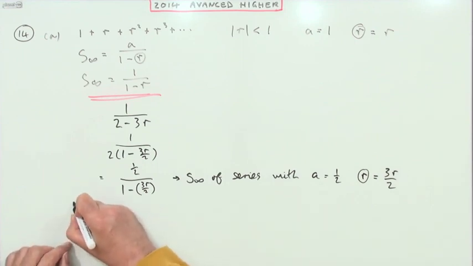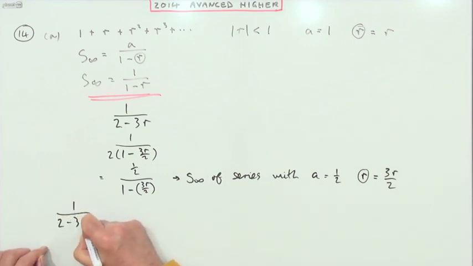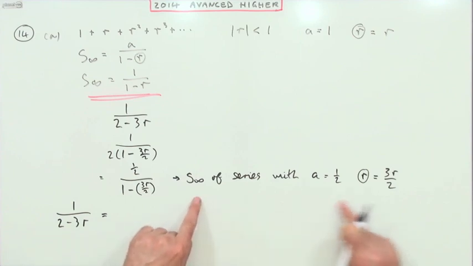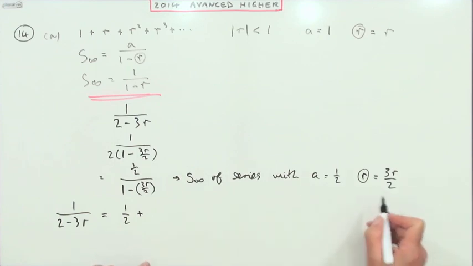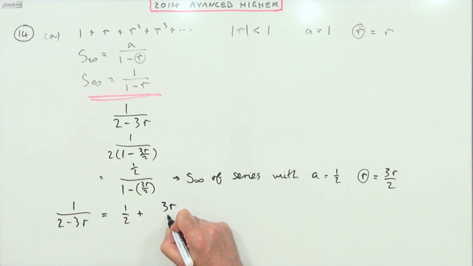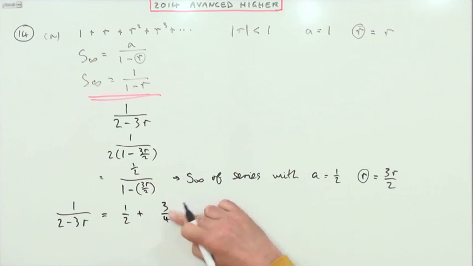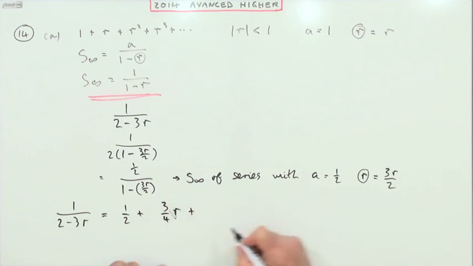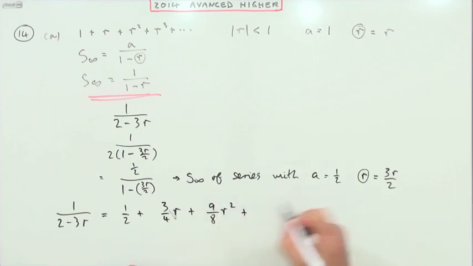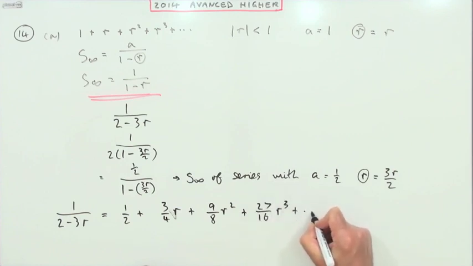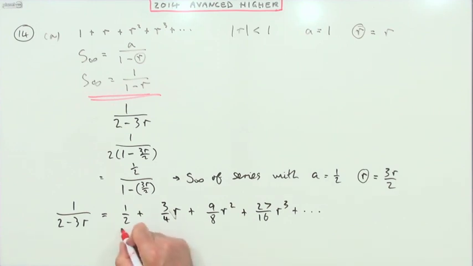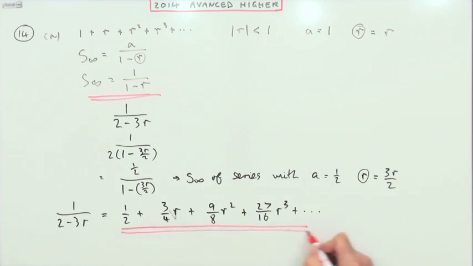So that 1 over 2 minus 3r can be written as this geometric series, starting with a half and then multiplying by 3r upon 2, so that the next term would be 3r upon 4. It would be better to write that as 3/4 of r. The next term would be 9r squared upon 8, then multiplying by 3 upon 2 again, then 27 upon 16 r cubed, and so on. So there's the geometric series.